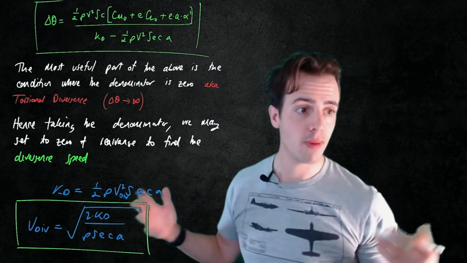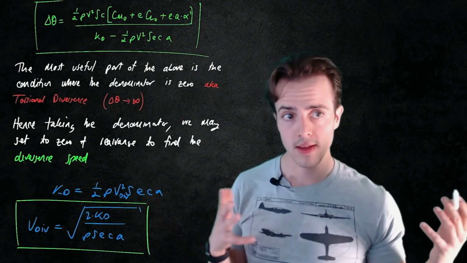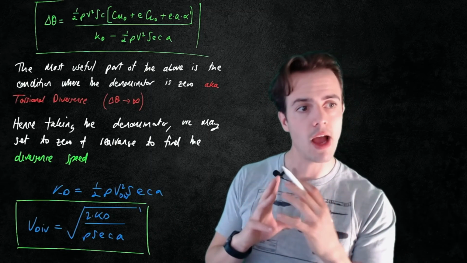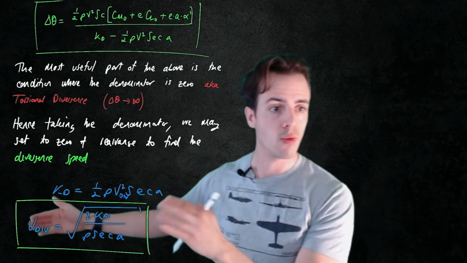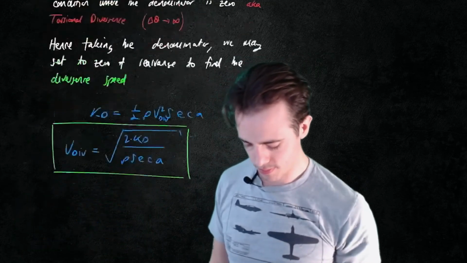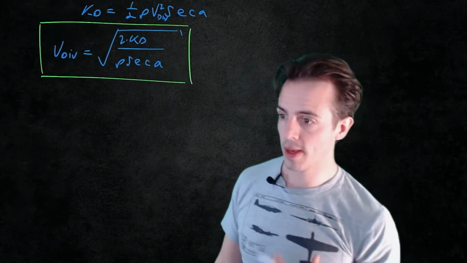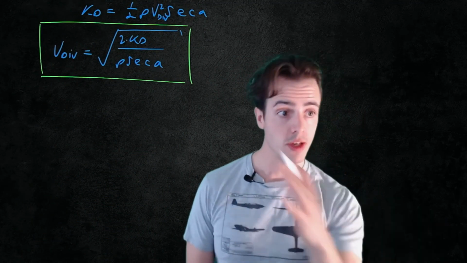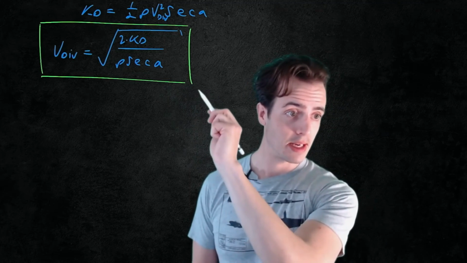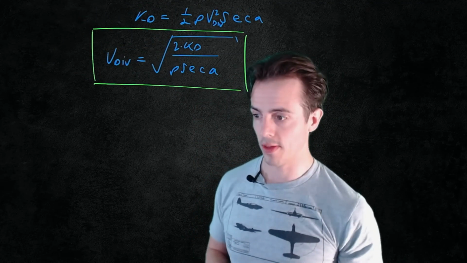So we can think about the parameters that we're interested in as aerodynamicists, as aeronautical engineers, and we can reduce this to what we care about for this problem. So this is the divergent speed, and we want to avoid flying at this condition.